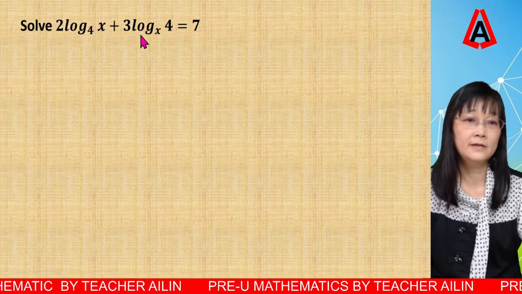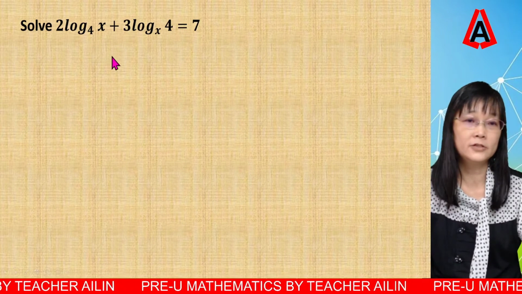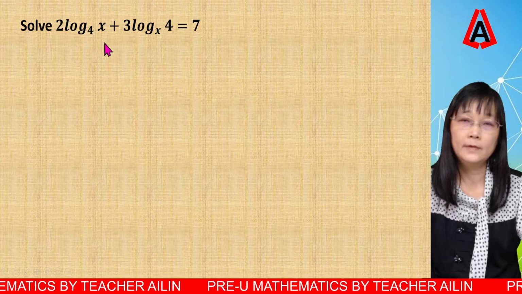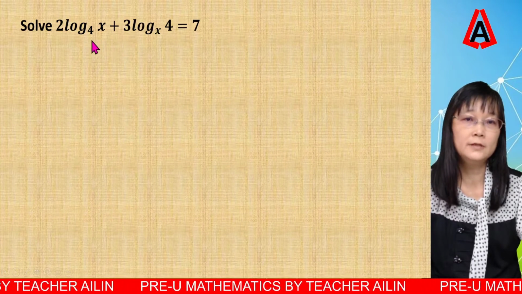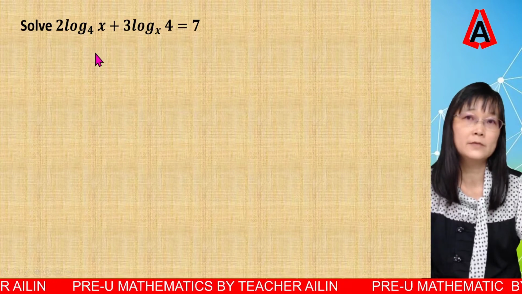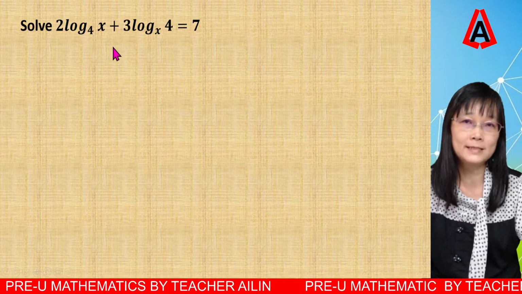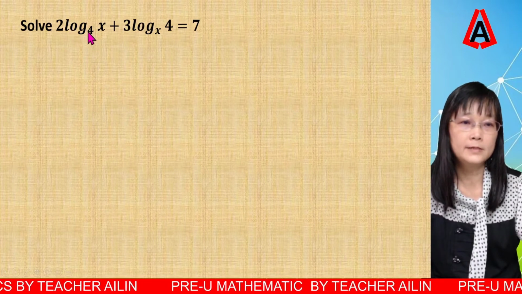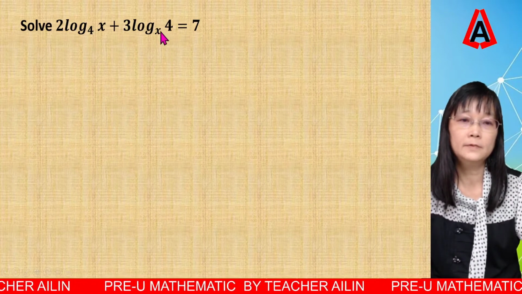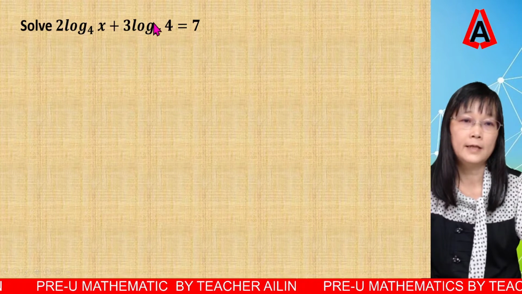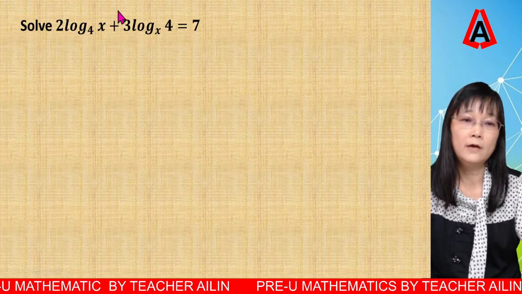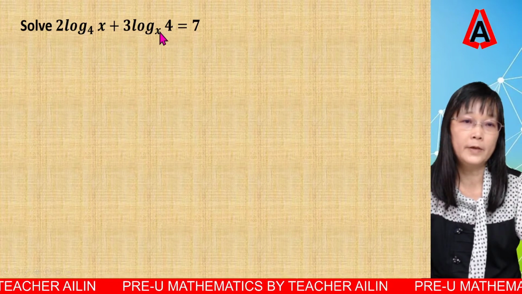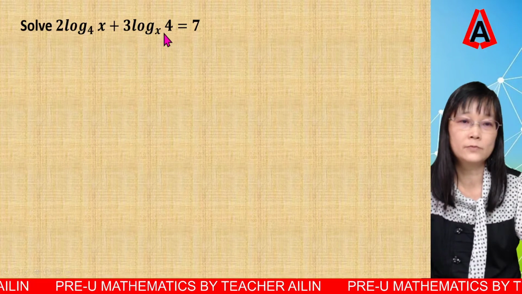Now let's try to solve this logarithmic equation. When solving a logarithmic equation, same as an exponential equation, the important thing is we must make sure that the base is the same. But notice that in this term the base is 4, and in this term the base is x. That is a different base. So now I'm going to change this term such that the base is 4, same as this one.